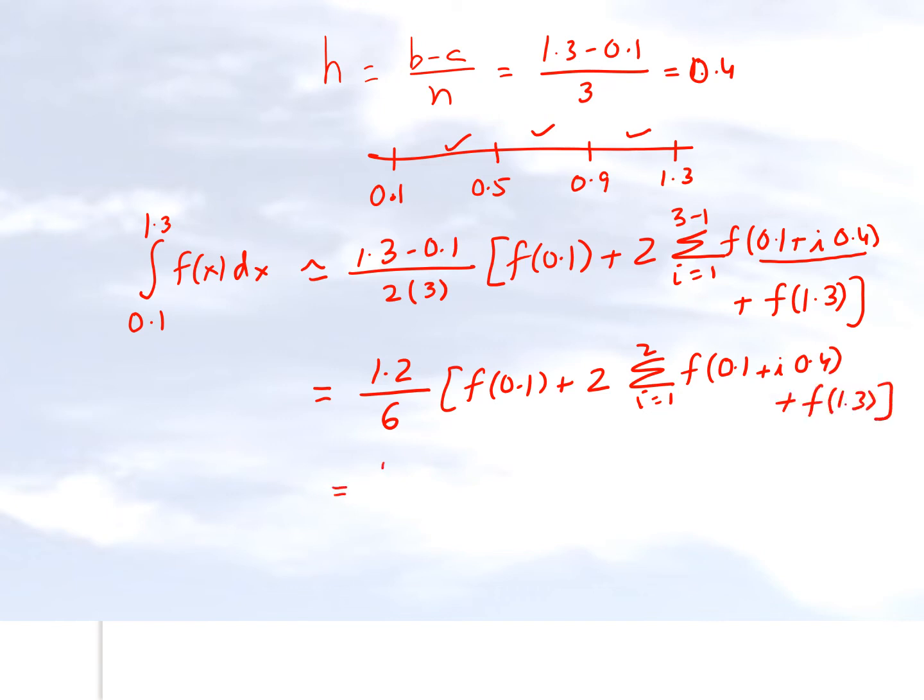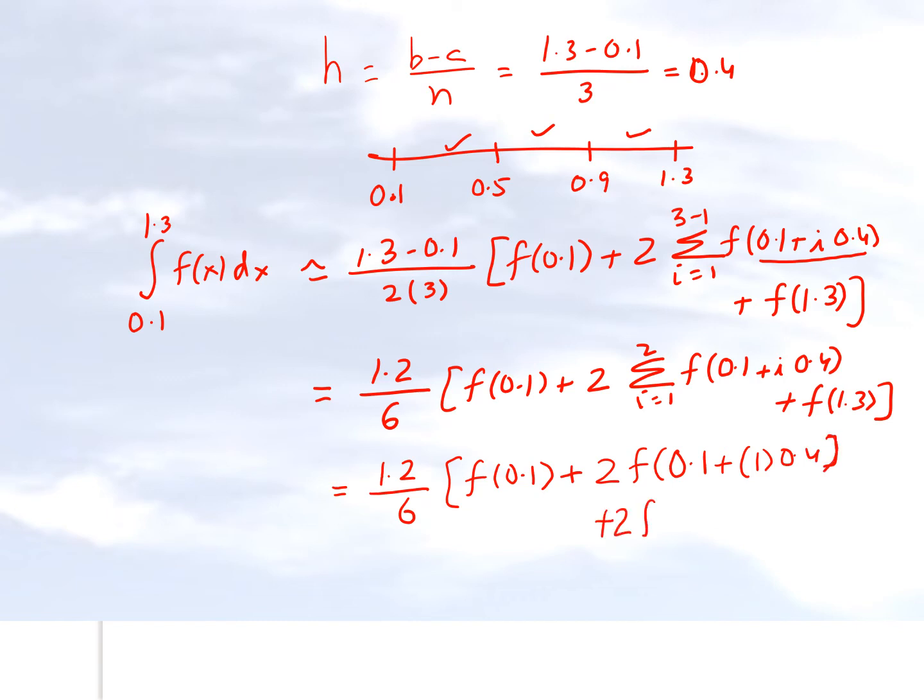And this will give us 1.2 divided by 6 times the value of the function at 0.1. Now you see that the series is going from 1 to 2, so there are two terms in the series. I will put i equal to 1 first, and then for the next one, I'll put i equal to 2 to get my two terms of the series. Then I have my last term, which is 1.3. So don't forget about the 2 outside of the summation; you have to bring that along also.